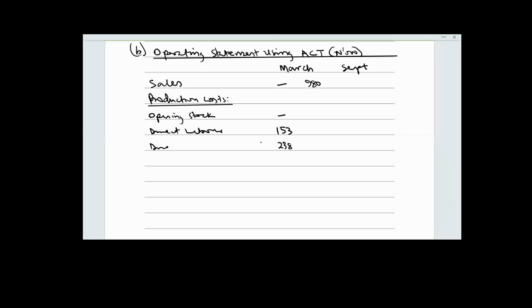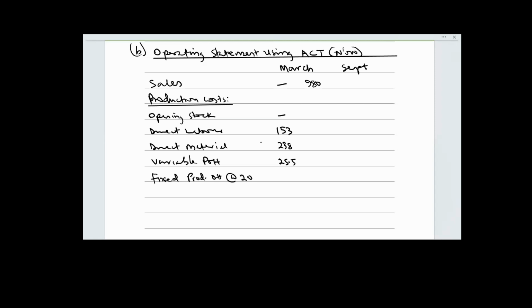This is direct material. Then we have variable production overhead to be 25.5. Remember, we are using absorption costing technique. Under absorption costing technique, fixed production overhead is part of production cost. Therefore, I will then come here, fixed production overhead. The fixed production overhead is 20 naira per unit.